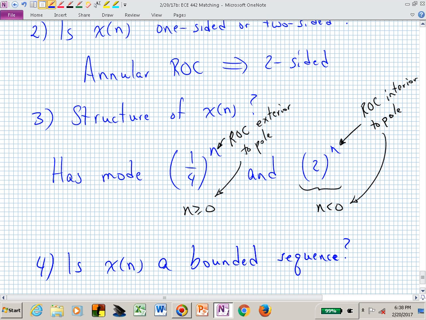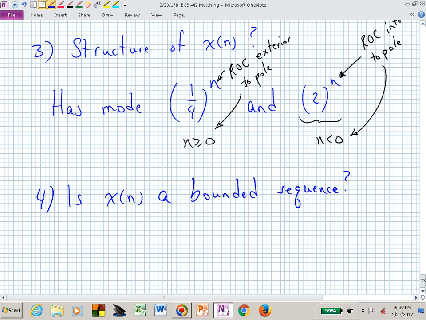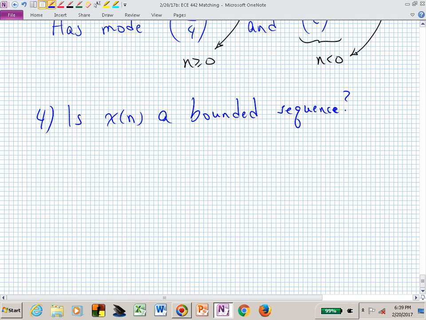Yes, because now you know the size of those modes and how they are behaving relative to the n's, the powers that they're being raised to. I have something less than 1 being raised to higher and higher positive powers. That's bounded. I have something bigger than 1 raised to negative and more negative powers. That's bounded. What's another way of answering question 4?